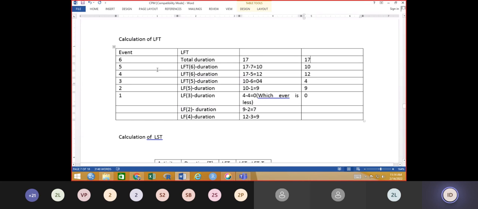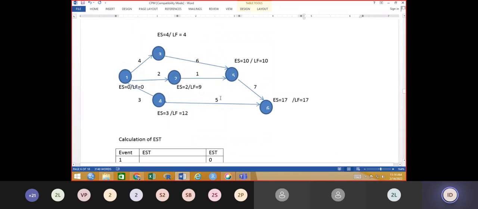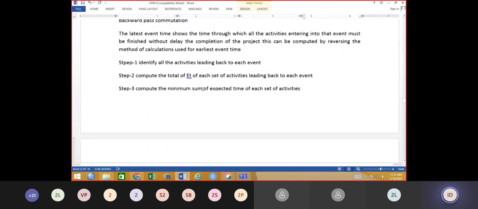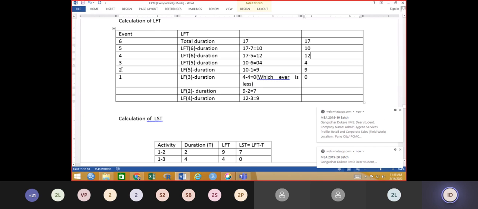Now for the LFT of 6 minus duration. LFT of 6 is 17. So 17 minus the duration of the 5th activity, that is this 5 to 6 activity, at the 5th node. So here this is 5. 17 minus 5 is 12. Again, the LFT of the 5th node, node 3, node 4, node 2. Each and every node we have to work this out.